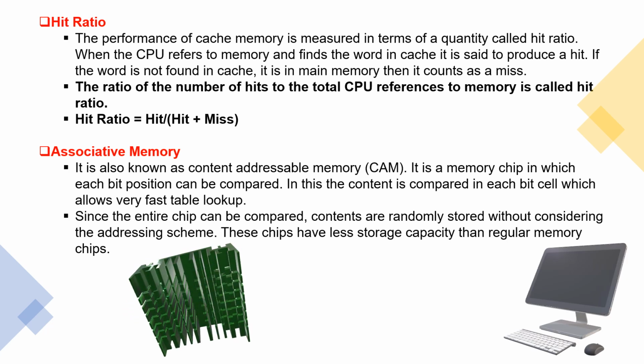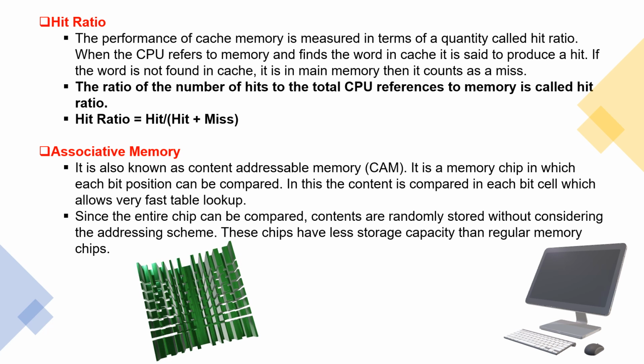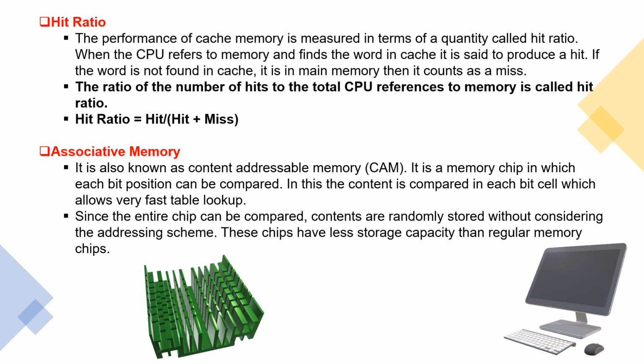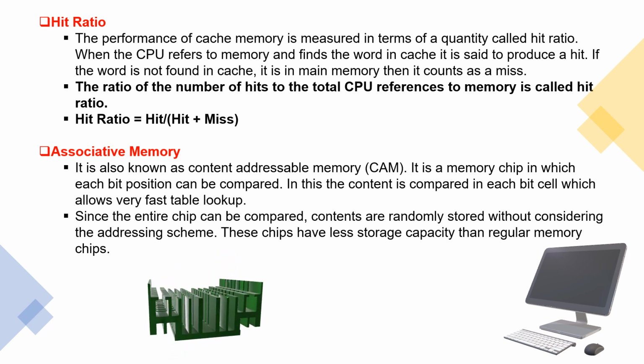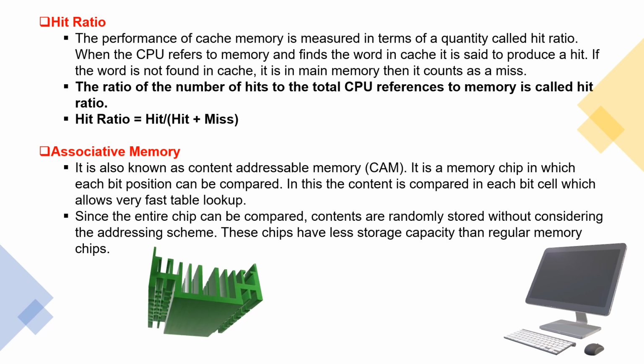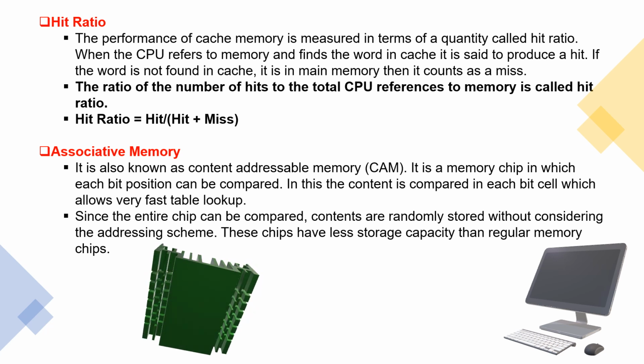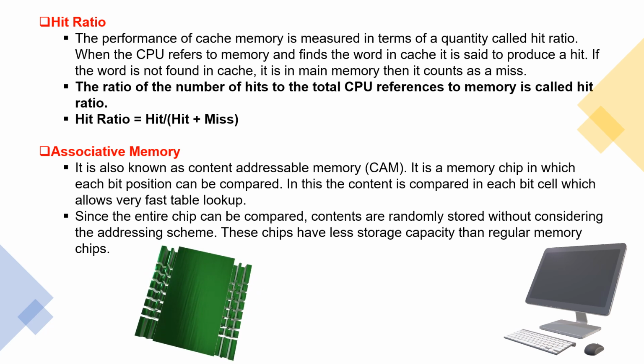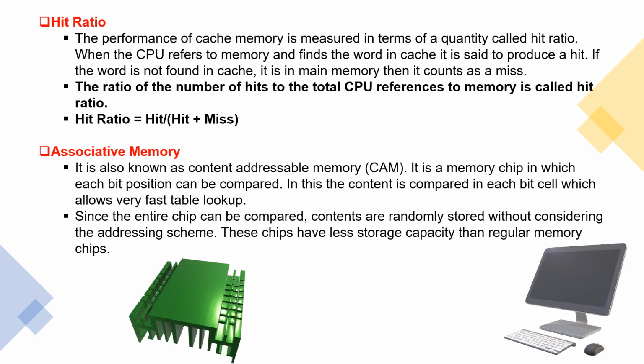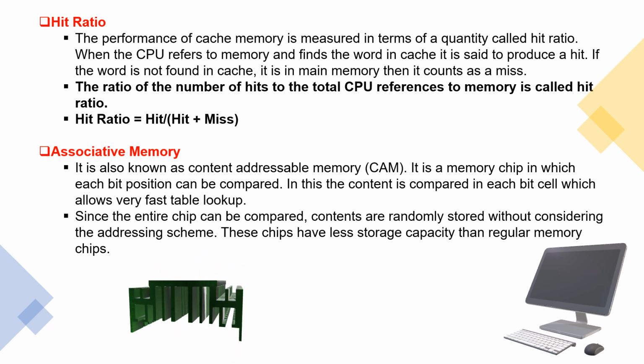Hit ratio. The performance of cache memory is measured in terms of a quantity called hit ratio. When the CPU refers to memory and finds the word in cache, it is said to produce a hit. If the word is not found in cache, it is in main memory, then it counts as a miss. The ratio of the number of hits to the total CPU references to memory is called hit ratio. Hit ratio is hit divided by hit plus miss.